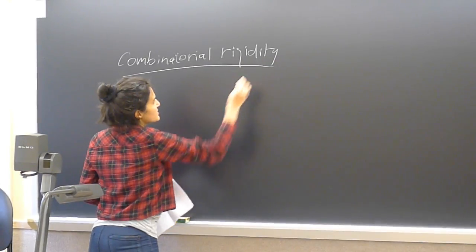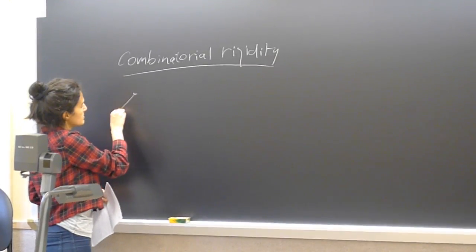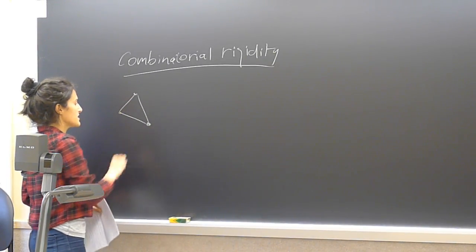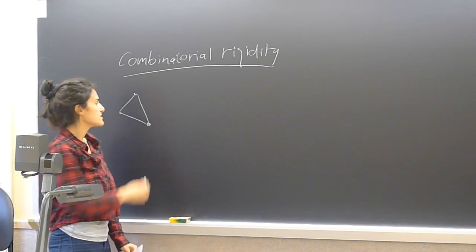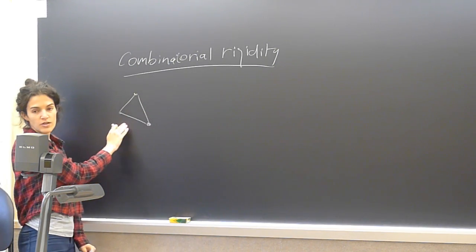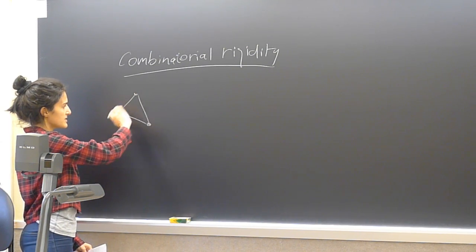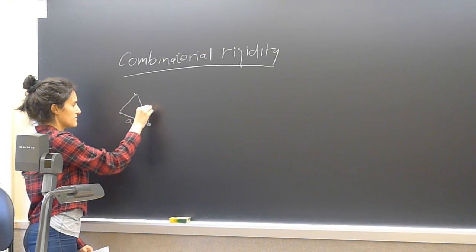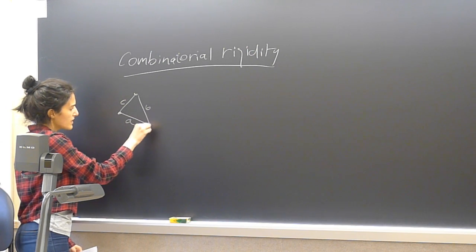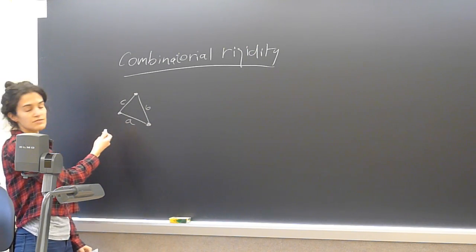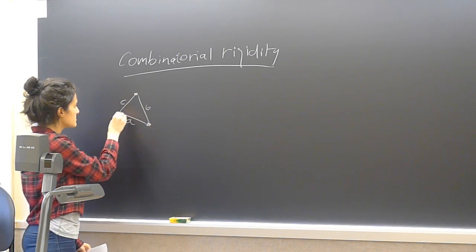So what do I mean by rigidity of graphs? We start with some abstract graph, let's say a triangle. And we can take this graph and embed its vertices in the plane. So now we have 3 points in the plane, and we can look at these distances, the lengths of the edges. And now I want to say whether this realization is rigid or not.